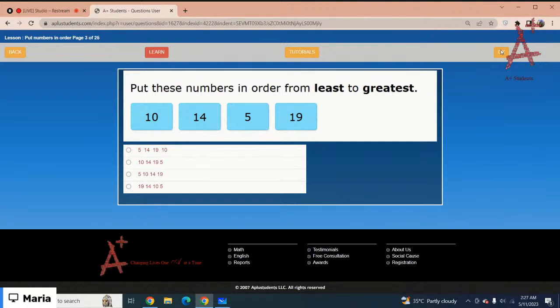Put these numbers in order from least to greatest. So which is the correct option? Yes, 5 is the least one. It would be 5, 10, 14, and 19. The correct option is 5, 10, 14, and 19.